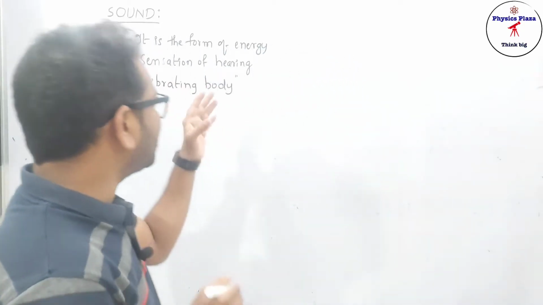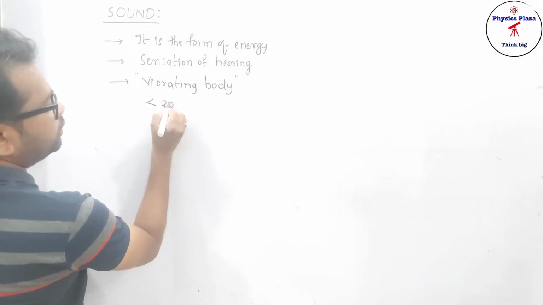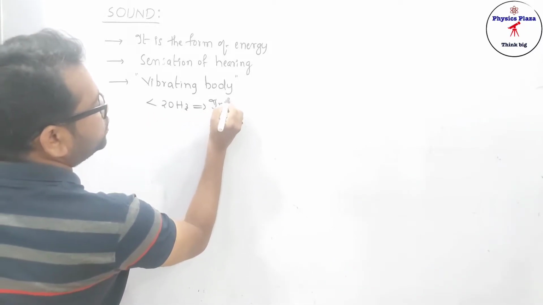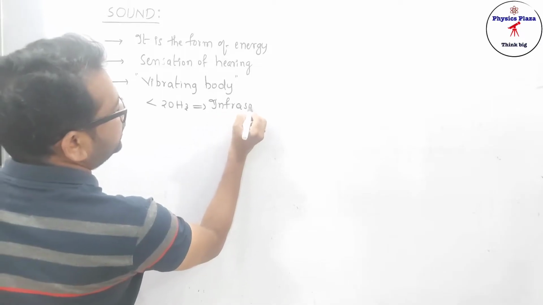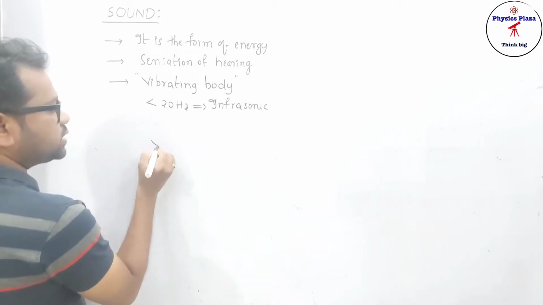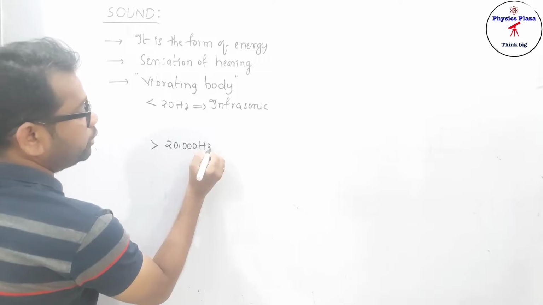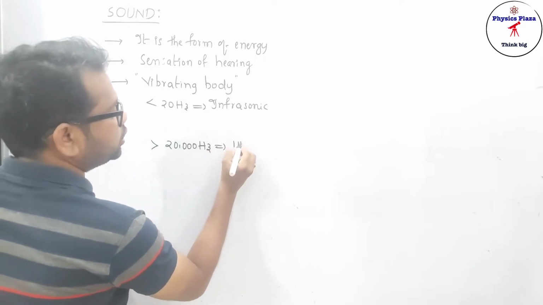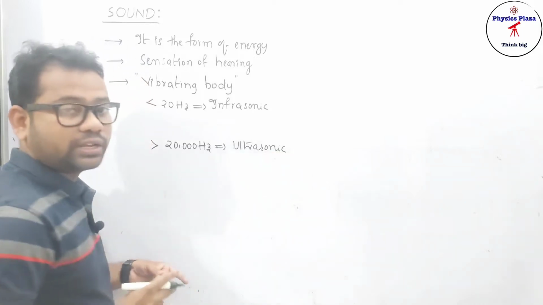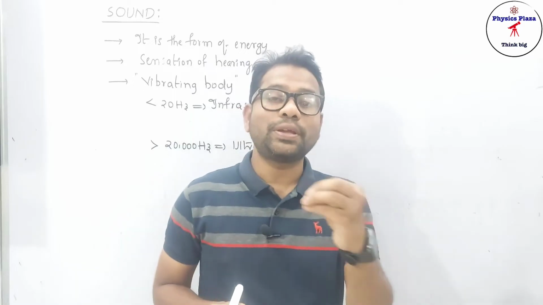So children, based on that actual limit, the sounds which are less than 20 hertz we call infrasonics, which are not audible to us. Whereas sounds with frequency greater than 20,000 hertz are called ultrasonics. So infrasonics and ultrasonics, these sounds can't be heard.